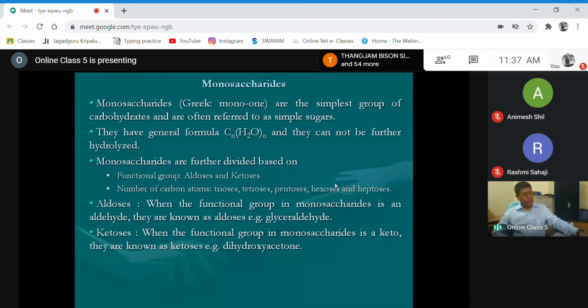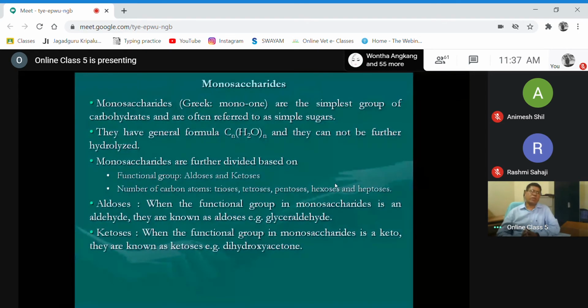Now let's come to the monosaccharides. The word monosaccharide is derived from the Greek. Mono means one, so these are the carbohydrates which contain only one unit. They are the simplest group of the carbohydrates and are often referred to as simple sugars. So here they are the simplest group among all the carbohydrates, and they are referred to as the simple sugars.